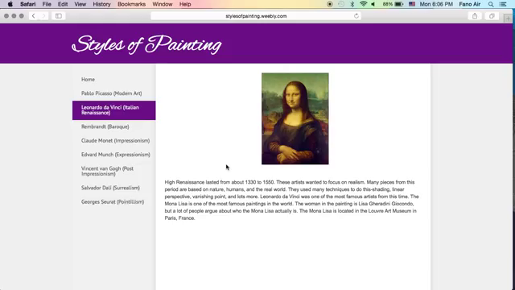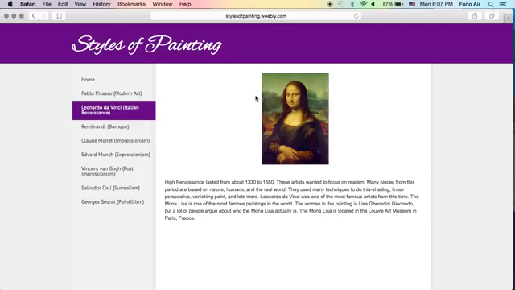So Leonardo da Vinci was a very famous artist from this time. And he painted the Mona Lisa, which is the picture that I have here, and it is one of the most famous paintings in the world. A lot of people know about the Mona Lisa, and there is some debate about who the woman in the picture is, but nobody actually knows.